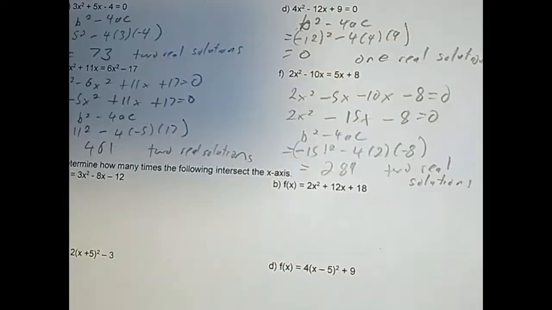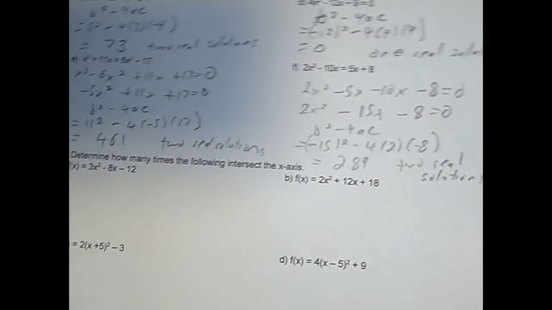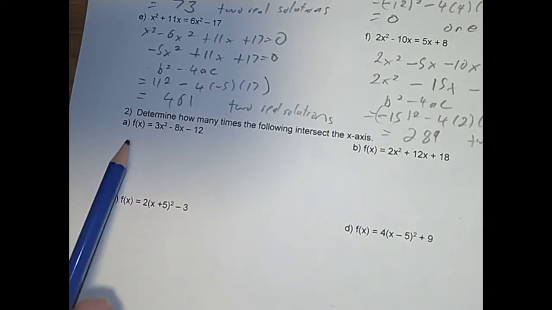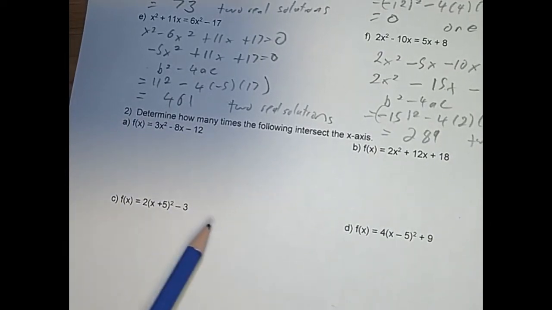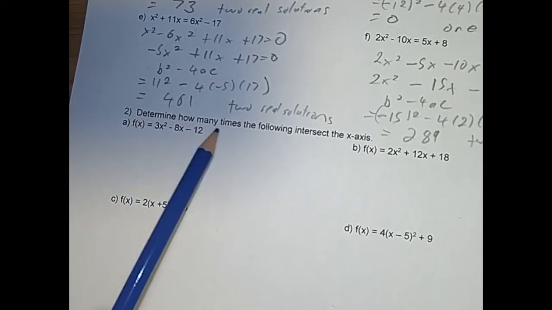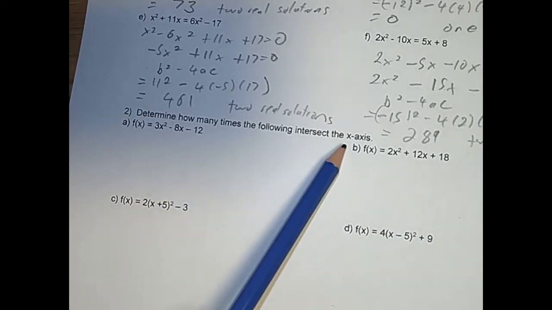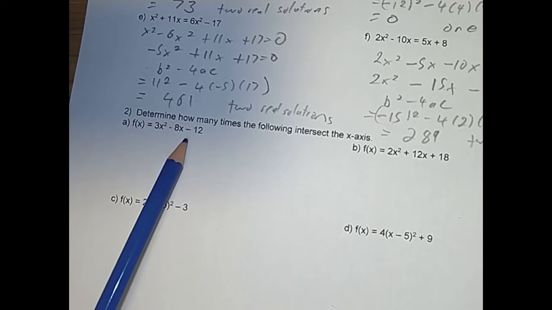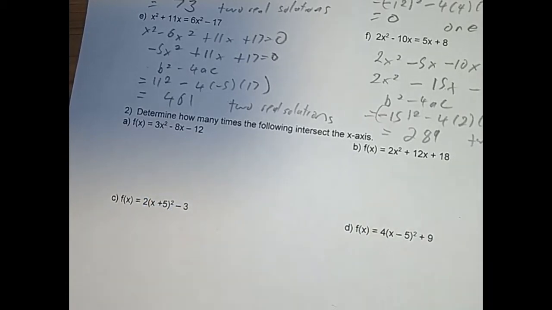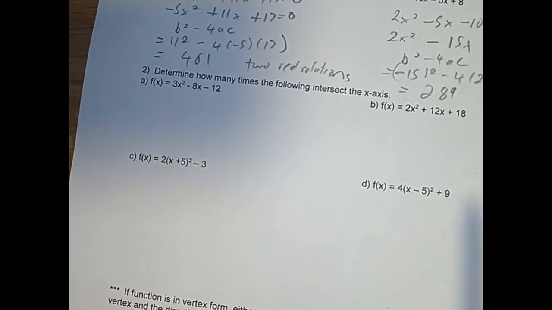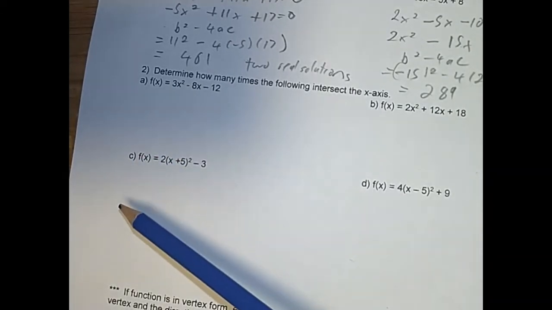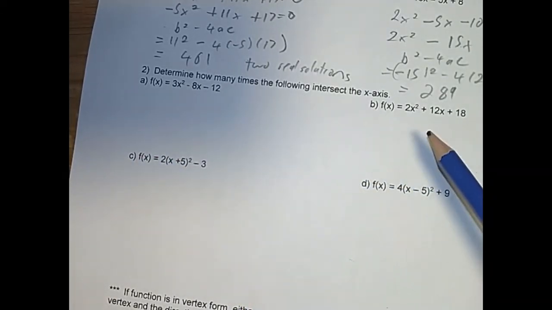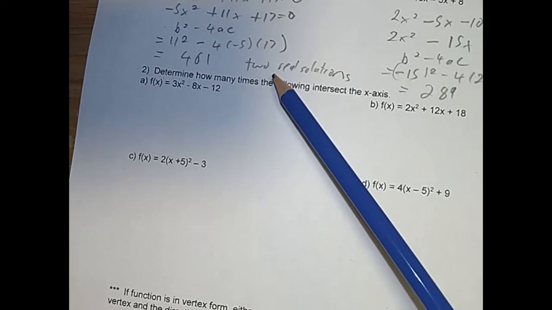Okay. Two real solutions. Now, I'm going to do A and B for the next one, and I want you guys to do C and D. So it says determine how many times the following intersect the x-axis. So we got these functions. How many times do they cross the x-axis? You know what? I'm noticing that I'll maybe do A and C, and then I'll get you to do B and D because I see that A and C is different.